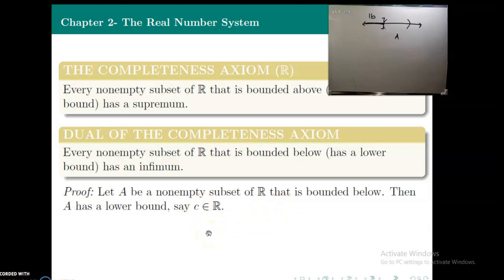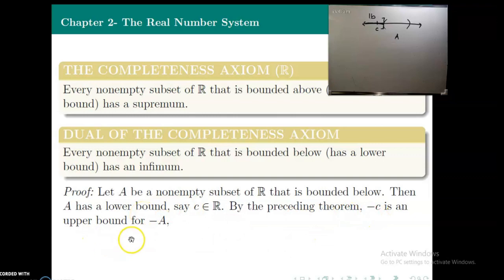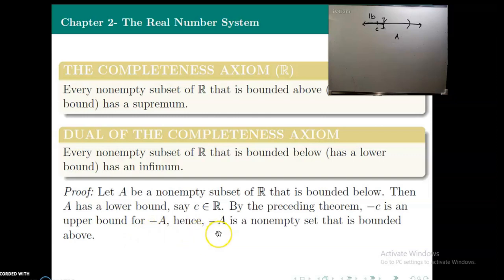So say for example, we have a real number C, which is a lower bound for the set A. By the preceding theorem, it states that if C is a lower bound for A, then negative C is an upper bound for negative A. Hence, negative A is a non-empty set that is bounded above.